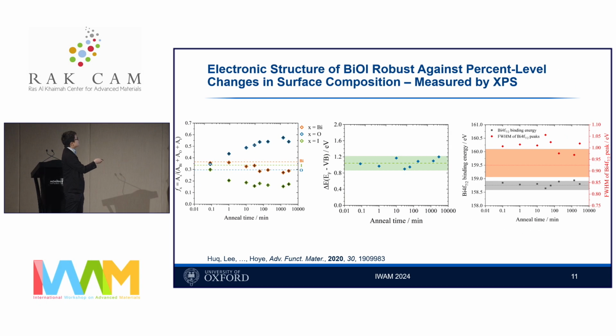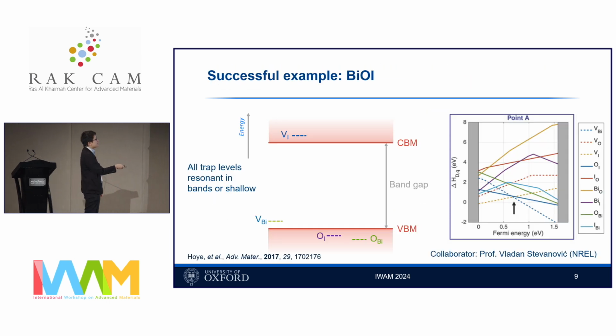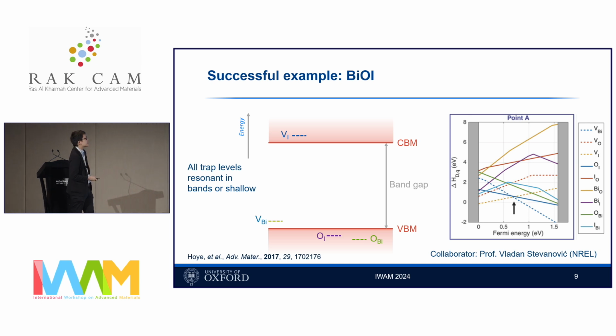But within the same interaction volume, we can see that the Fermi level to valence band offset remains exactly the same over the entire region here. And also the bismuth core levels remain unchanged in terms of binding energy and also in terms of the full width at half maximum. And this is consistent with what we would have expected based off the defect calculations. Because here, the crossover point between the lowest formation energy donor defect, which is the iodine vacancy, and the lowest formation energy acceptor defect, which is the bismuth vacancy, is close to the middle of the band gap. So this is an intrinsic semiconductor.